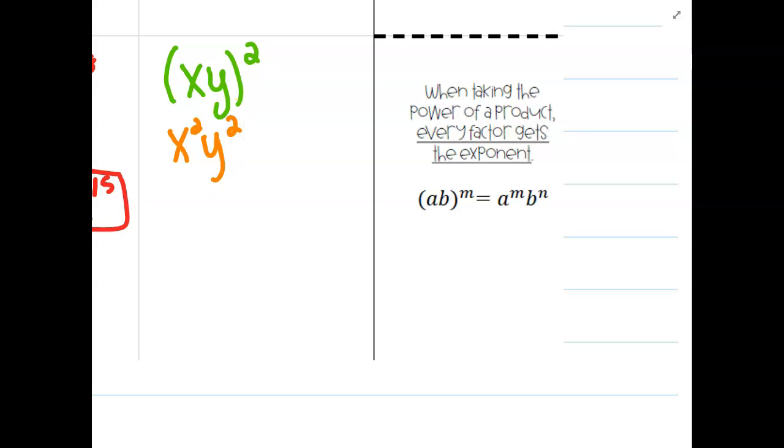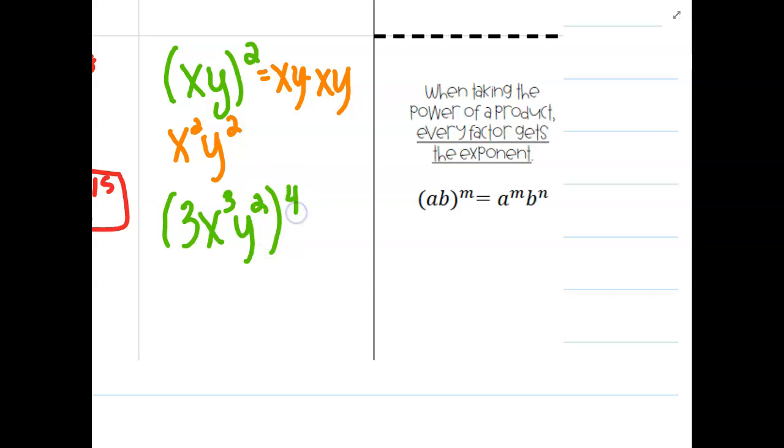Now the reason why, once again, if I were to expand this out, (xy) squared would be xy times xy, right? Squaring something means multiplying something by itself. And if you expand it out and then squash it back up, you get x times x, x squared. Y times y, y squared. So ones like that are really pretty simple, but where they get kind of tricky is where we have something like this. If I have like (3x cubed y squared) to the 4th power.